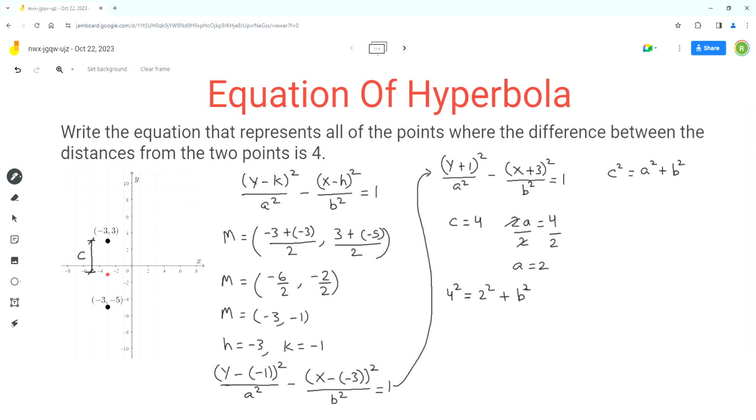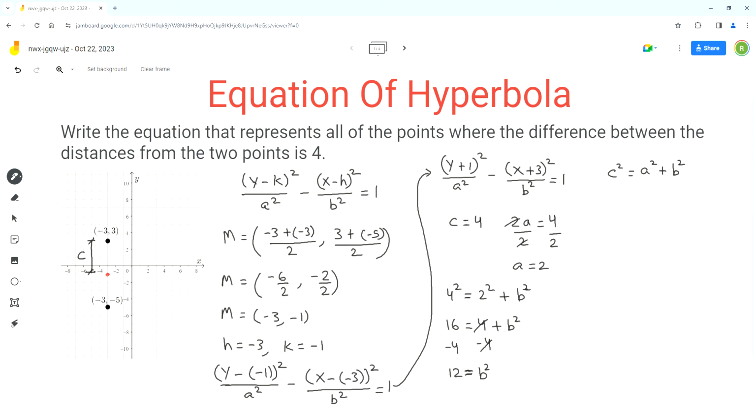So now we can simplify the squares. So 16 equals 4 plus b squared. And now we can isolate b squared by subtracting 4 from both sides. So the 4's on the right side cancel each other out. So 16 minus 4 is 12. So 12 equals b squared. Now we don't have to solve for b because in this equation we have a squared and b squared in the denominator. So this is the value of b squared that we'll use to write the equation of the hyperbola.